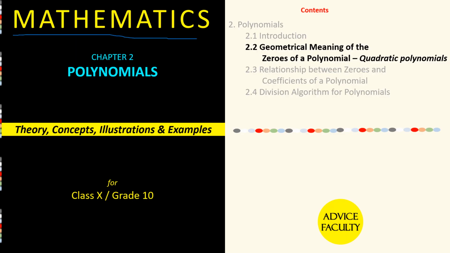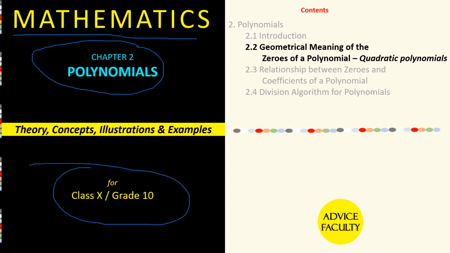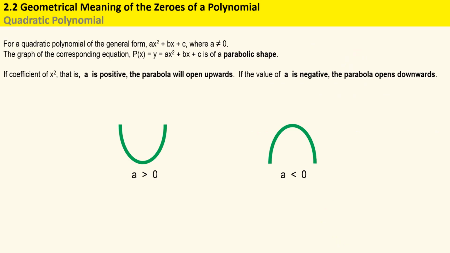Welcome to this session on Mathematics, Chapter 2 Polynomials for Class 10 or Grade 10. We are talking about Section 2.2, Geometrical Meaning of the Zeros of a Polynomial, and in this session we shall talk about the quadratic polynomials.